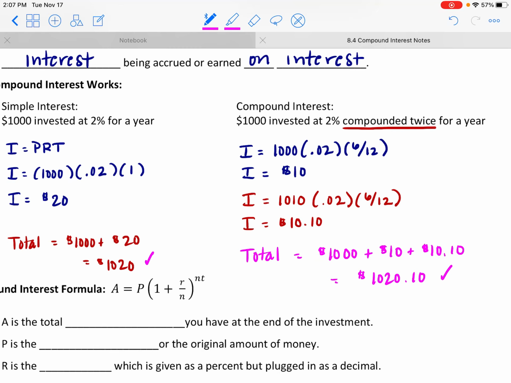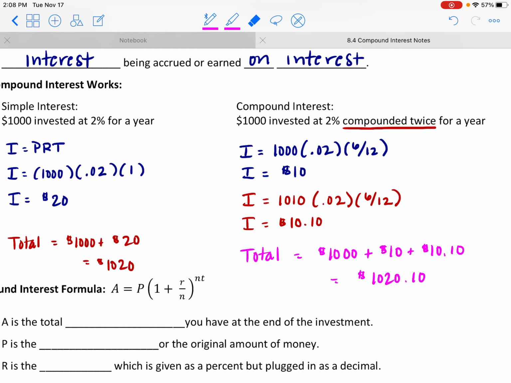Now, 10 cents doesn't seem like that big of a deal, but the larger your investment, the larger your rate, and the more times you compound or calculate that interest, the bigger the effects are going to be. Okay? Now, if we wanted to, let's say, compound the interest daily, it would require us to use our simple interest formula 365 times and each time add that interest in.